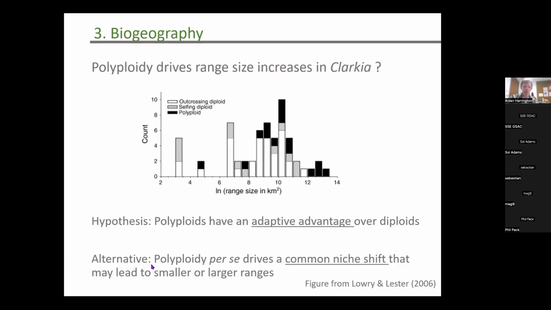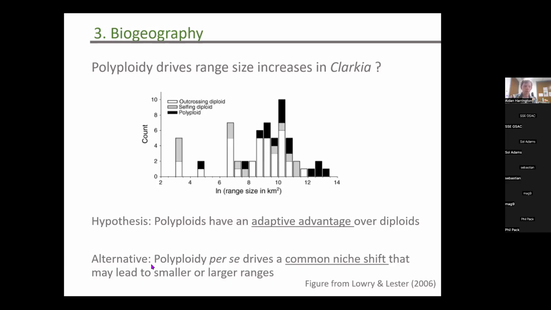But I'll sort of get into how we can do that by looking at comparisons to specific diploid progenitors. And also, more broadly, I'm going to start digging into this alternative hypothesis for why they could have different range sizes, larger or smaller. And that is this idea that polyploidy per se drives some sort of common niche shift in polyploids that may lead to smaller or larger ranges.